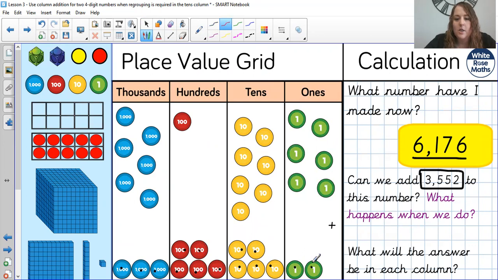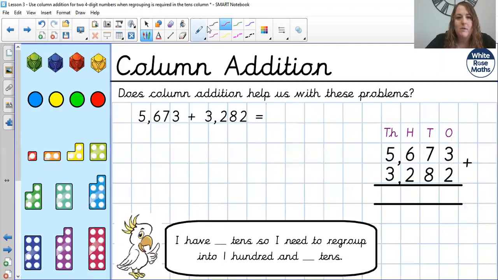So we've got 6 add 2, which is 8 in the ones column. We have 7 add 5, 7, 8, 9, 10, 11, 12. So my 2 will stay in my tens, and I need another hundreds counter over here, because 12 tens are the same as 100 and 2 tens. 2 hundreds now, add 500 is 700, and 600 add 300 is 900, 6,000 add 3,000 is 9,000. So we have the answer 9,728.